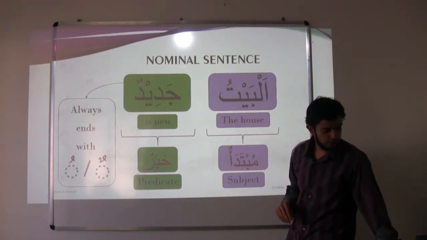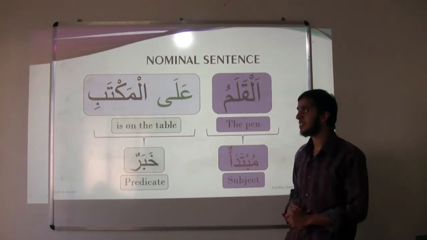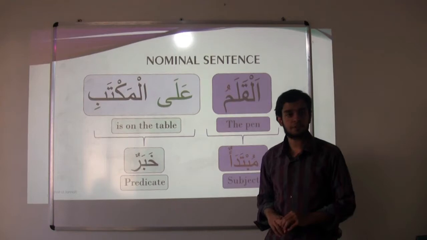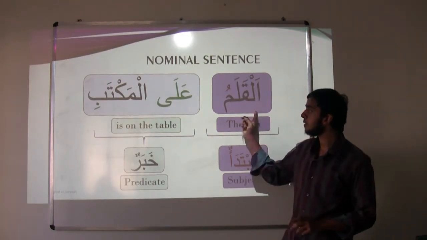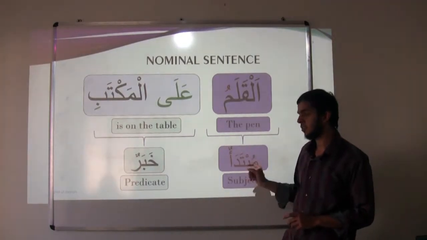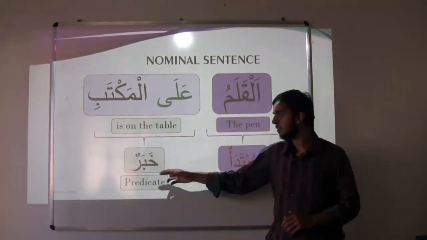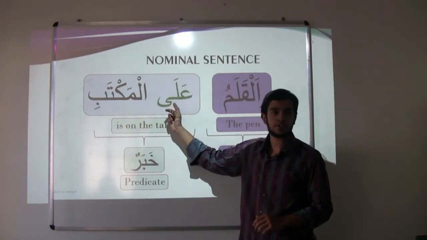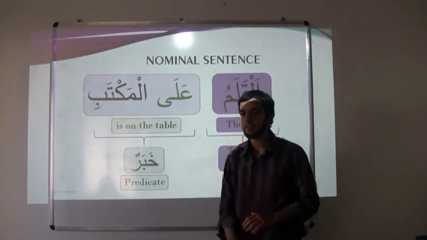So we also learned the second type of nominal sentence, that is where the khabar is a prepositional phrase. Al-qalamu ala al-maktabi. So al-qalam is the subject or the mubtada, and the khabar we give about it is ala al-maktabi, and as you can see, ala is the preposition, so it is a prepositional phrase.